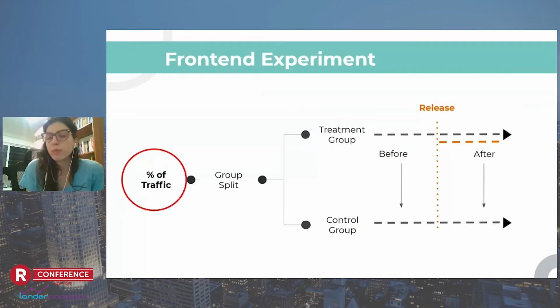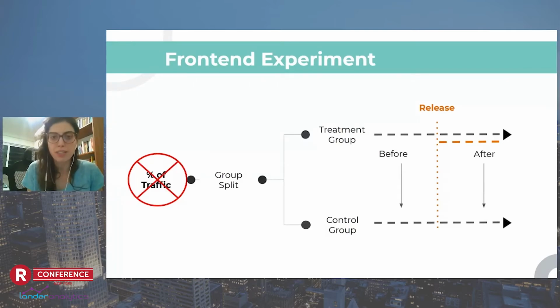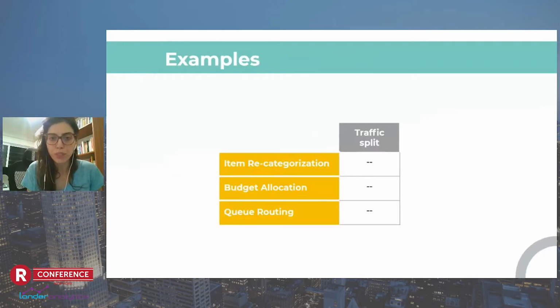Yeah, but like we said before, splitting the percent of traffic is not always possible. It's definitely not possible in many cases. And then what do we do? Examples. I mentioned it briefly before, but let's talk about it: items recategorization. If I want to redesign the category tree in my website, it's really hard to test it.